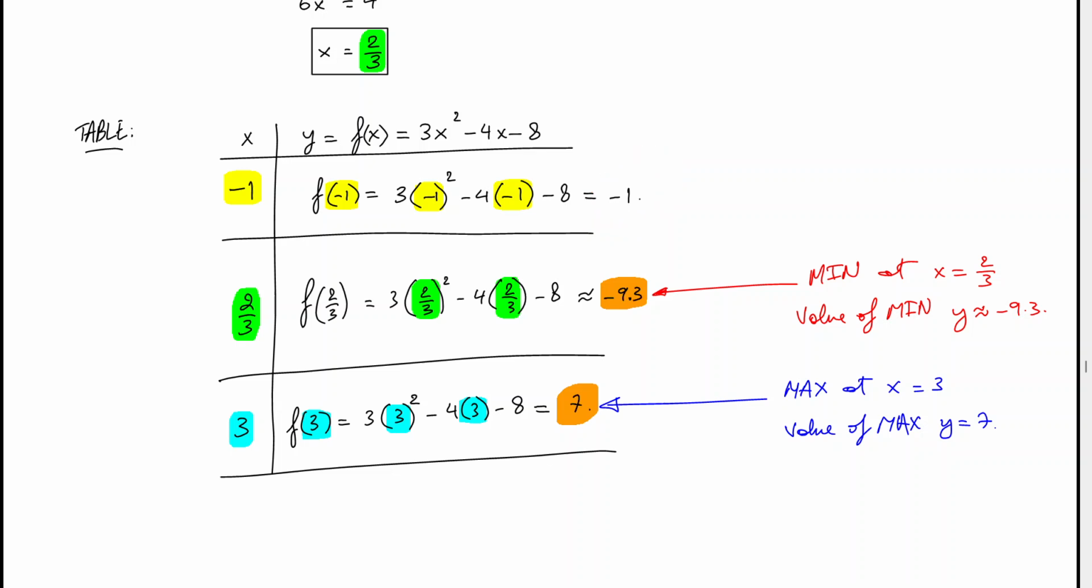And so what about this number here? It's irrelevant. It's not the max, it's not the minimum. It's just some random number that appeared to be between 7 and -9.3. So we don't actually care about what's going on at that location.